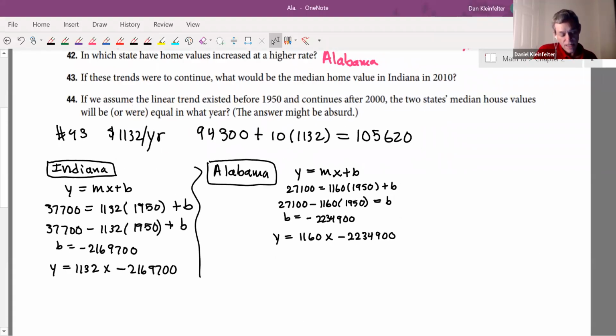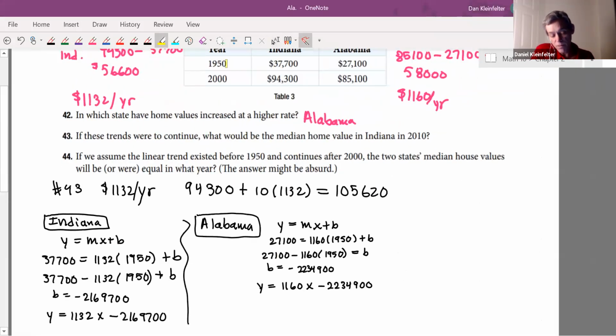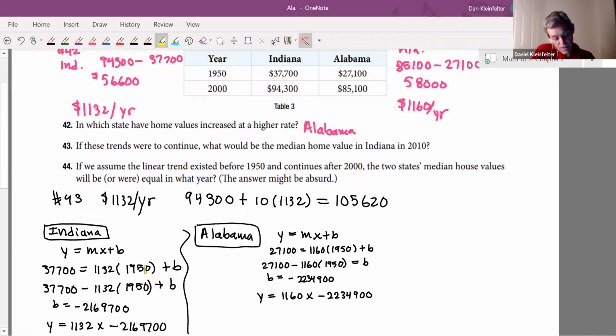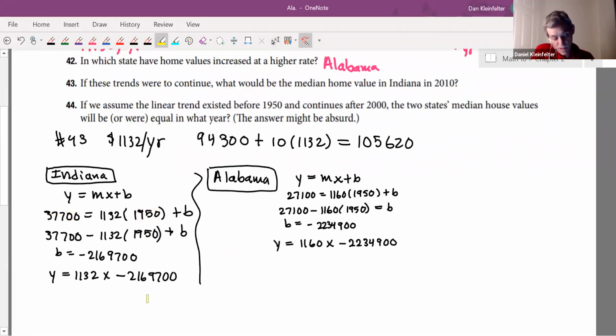All right, so what I did was we had already figured out the slopes for each of the two states. For Indiana, it was $1,132. And so I've got that in there, and then I used the first point, which was at 1950. The value was 37,700. So I put that in for the X and Y coordinates, as you see here, and then went through the algebra to solve for the B, which worked out to be negative 2,169,700. And then I assembled that into an equation that will tell us, given a year, the value of the home in Indiana.